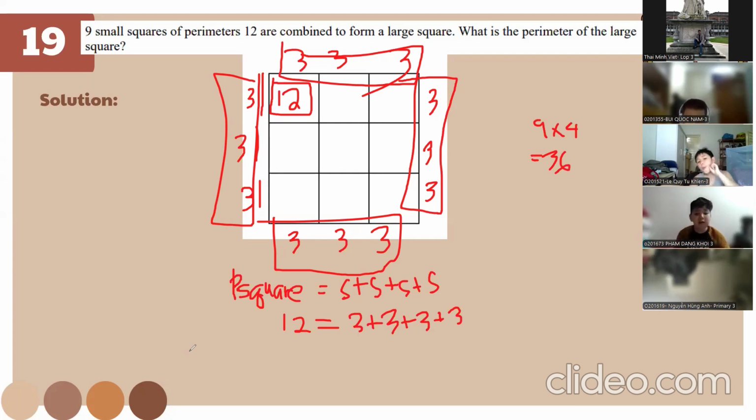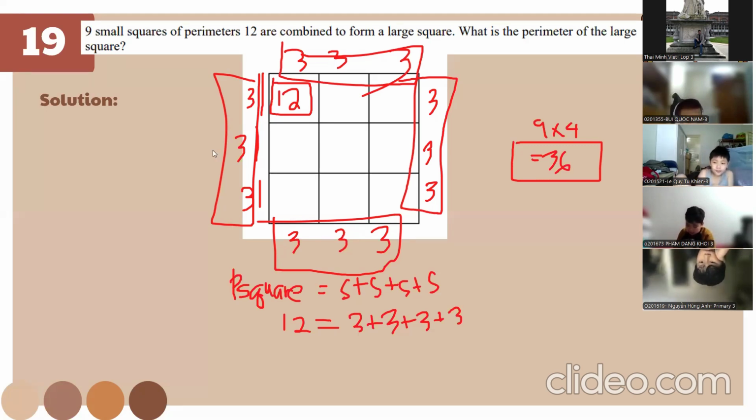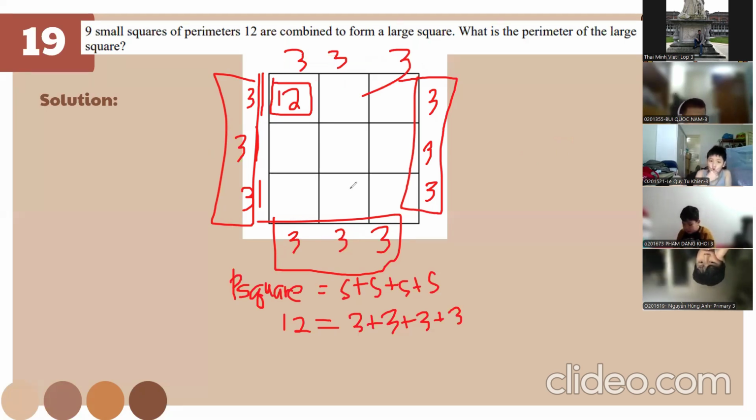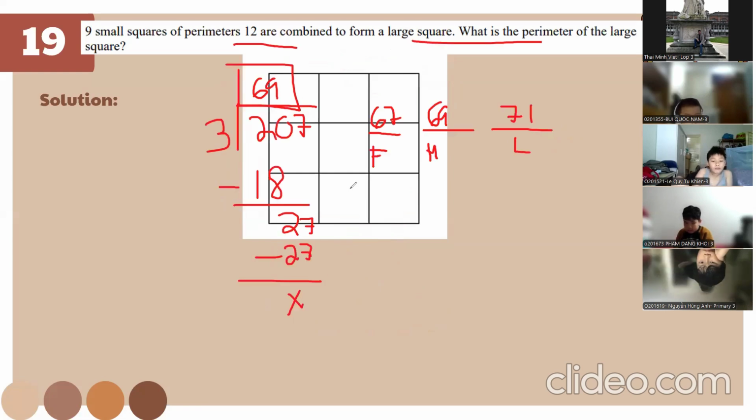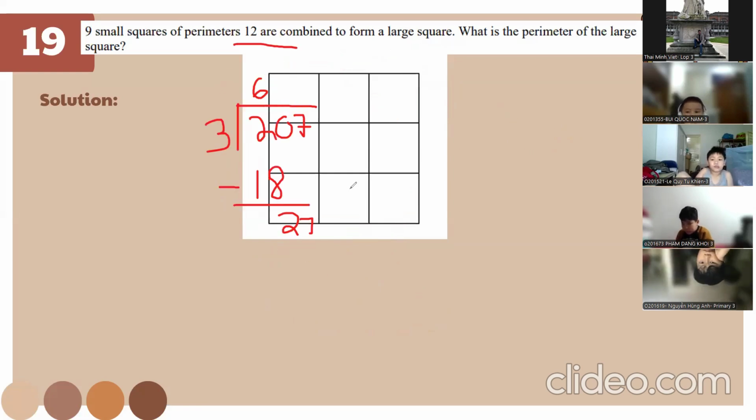Okay, answer 18. Take a picture of this first. The answer is 36. I won't go back again. So let's go to number 18 since there is someone asking. Okay, let's do number 17 first.